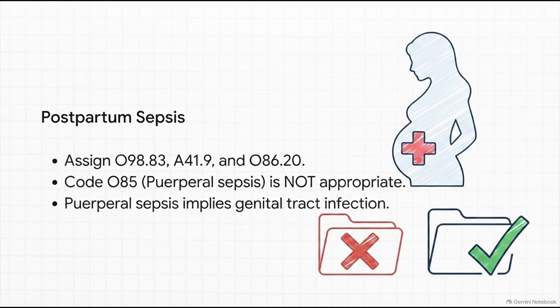But there is a massive pitfall you need to avoid. Assigning code O85 for puerperal sepsis is completely inappropriate in this case. Why? Because puerperal sepsis explicitly implies an infection of the genital tract, not the urinary tract. This brilliantly illustrates why clinical specificity is paramount. One wrong digit based on a slight anatomical misunderstanding leaves your facility wide open to a huge audit clawback.